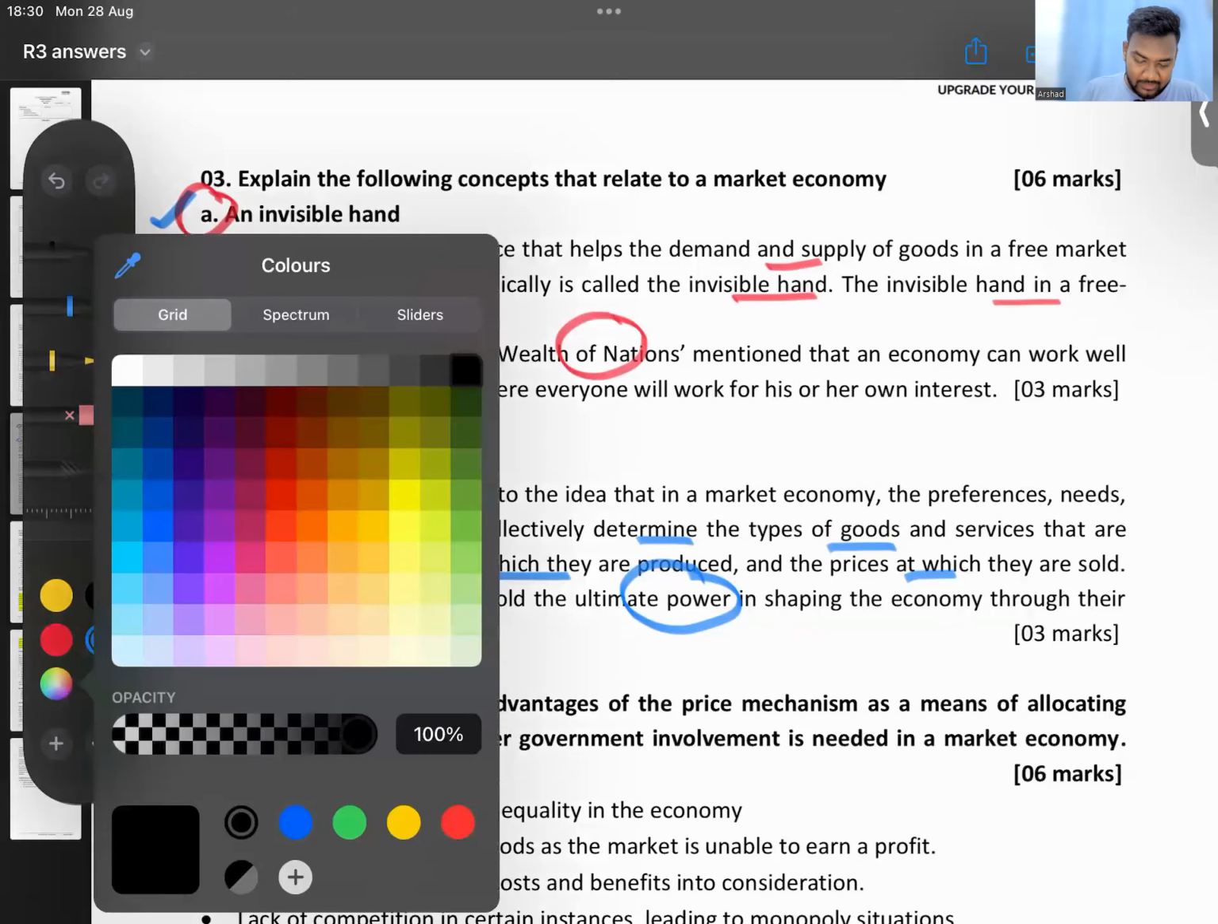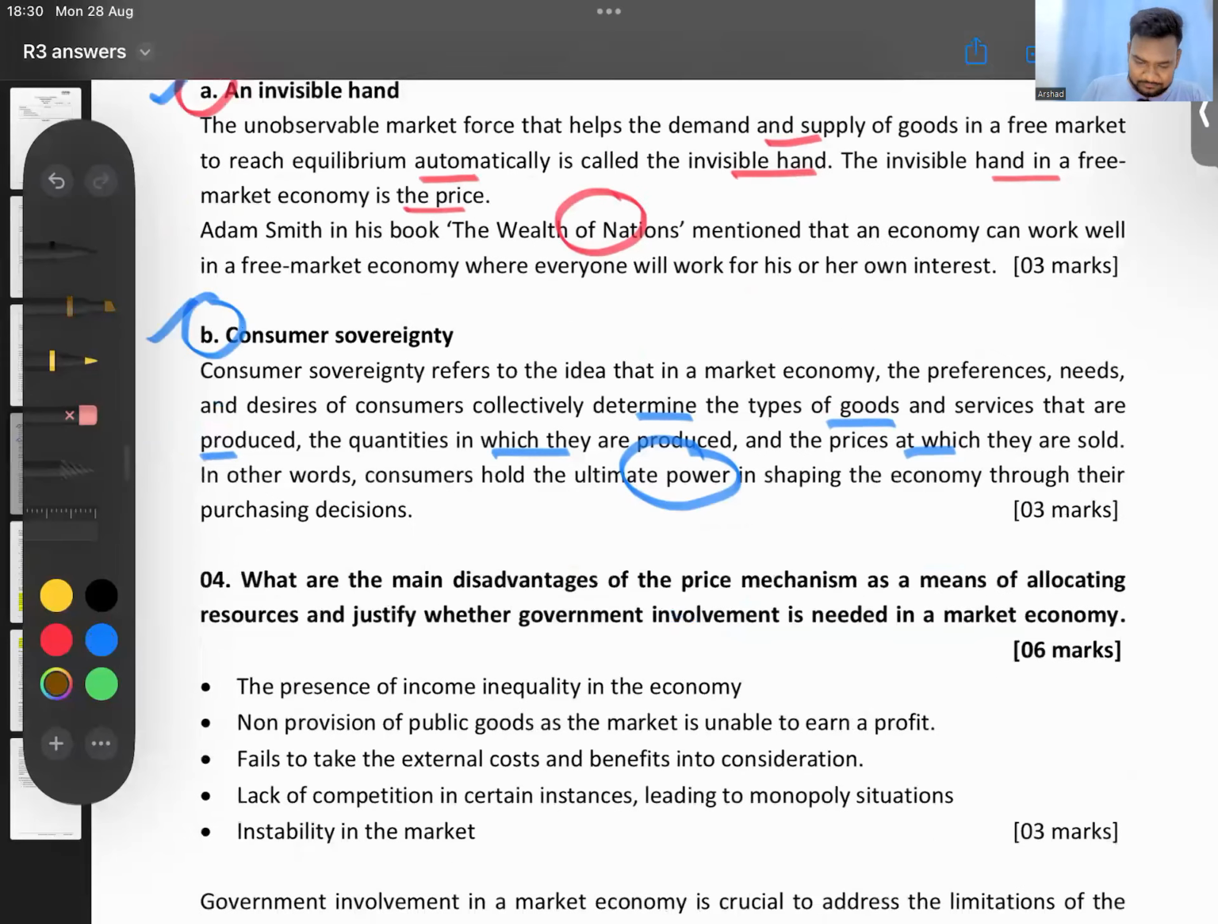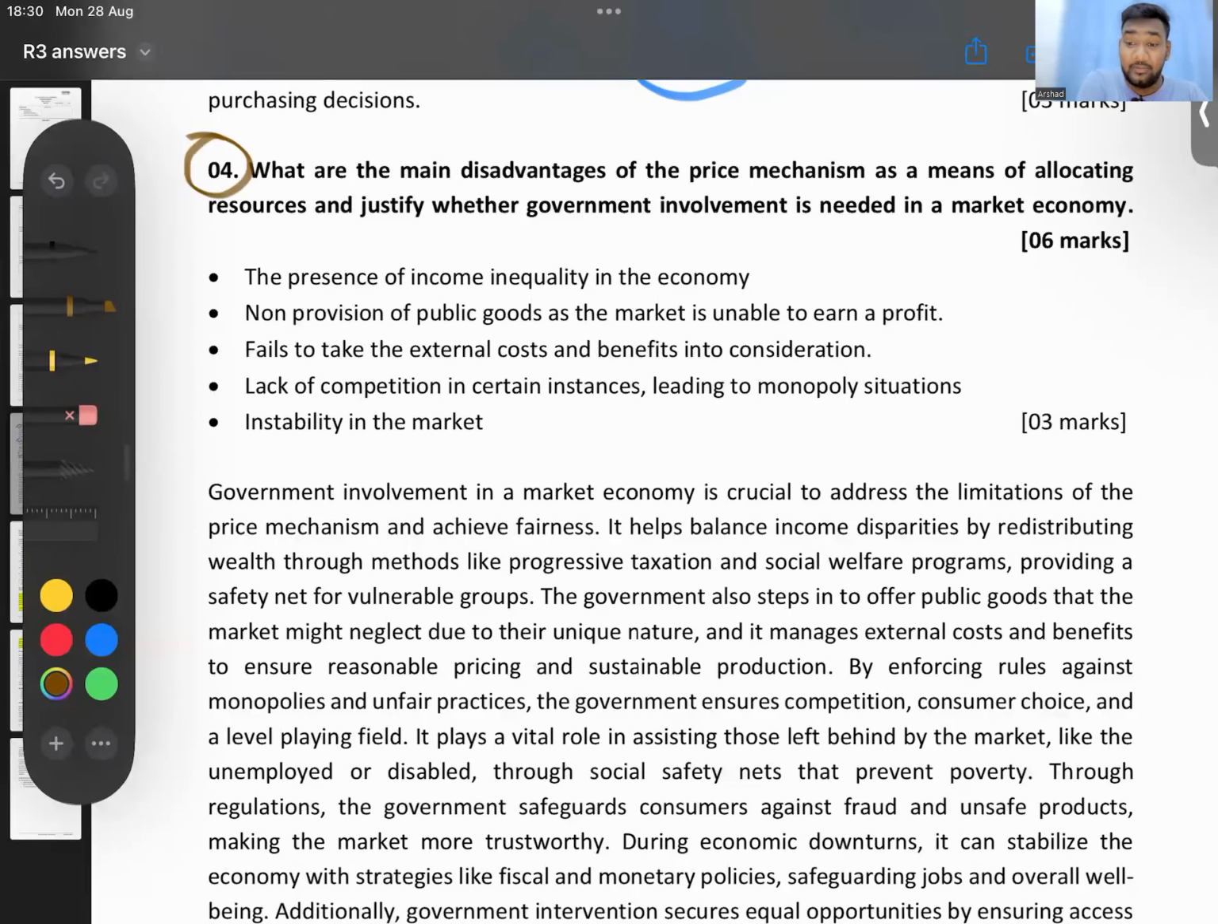Okay, right, a bit more to go. Then, guys, question number 4. Question number 4 is asking, what are the disadvantages of the price mechanism, and justify if government involvement is needed? For questions like this, you should be able to break down the question now. Remember, last class I taught you how to break the question and identify. See, the main word is 'what', which means you don't have to explain. What are the main disadvantages of the price mechanism? So, price mechanism, market economy. What are the disadvantages?